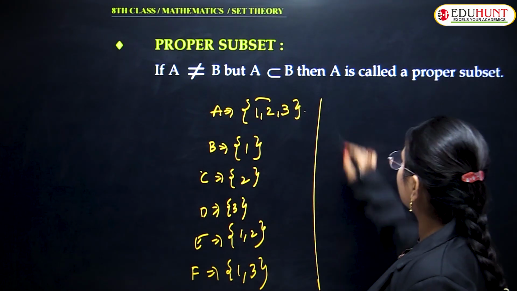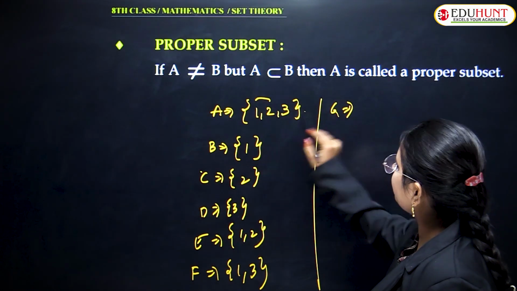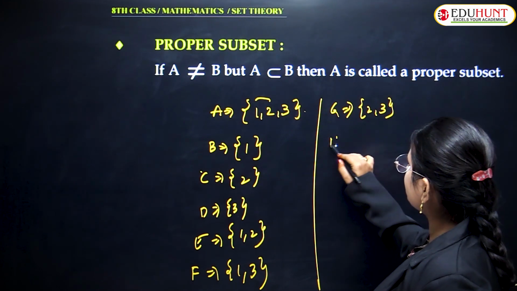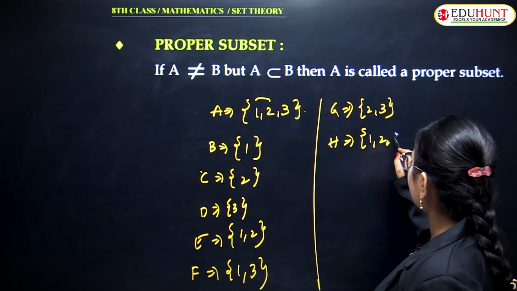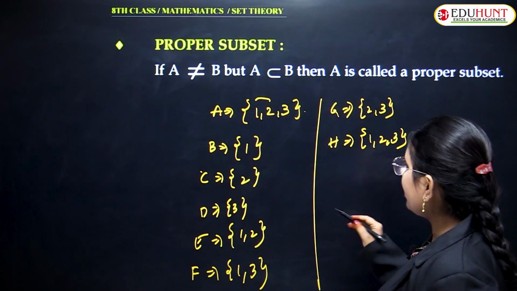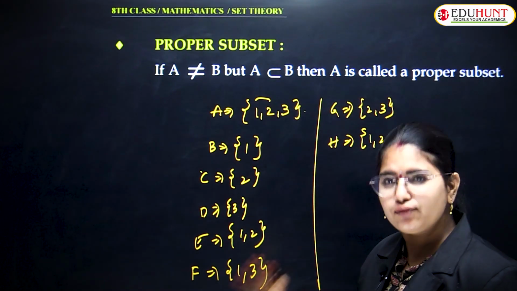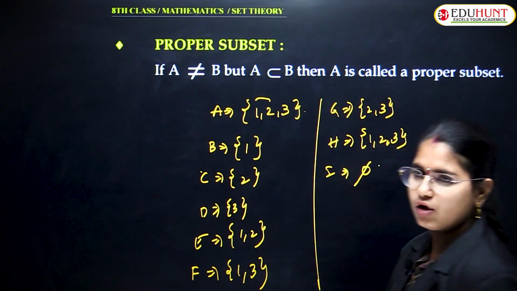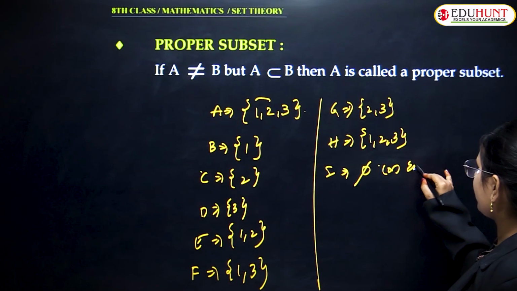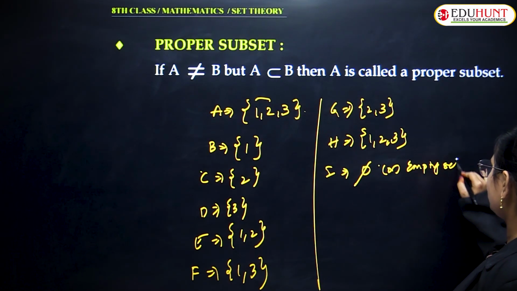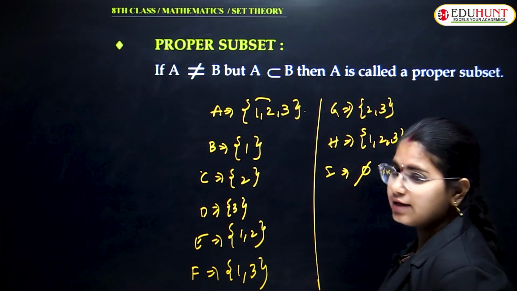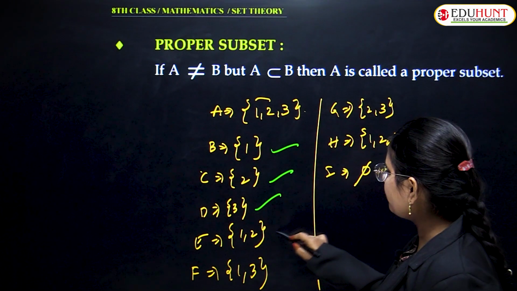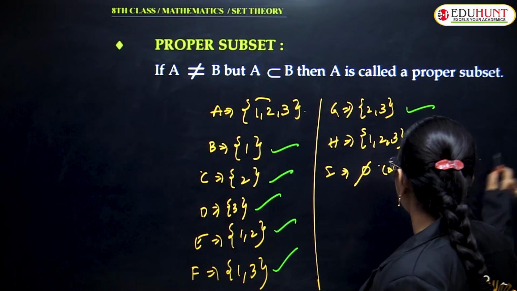Next, G is equal to 2, 3. Next, H is equal to 1, 2, 3. And I told you the null set is a subset of every set. So I is equal to the null set or empty set. Now if I observe, how many sets are there here? 1, 2, 3, 4, 5, 6, 7, 8.